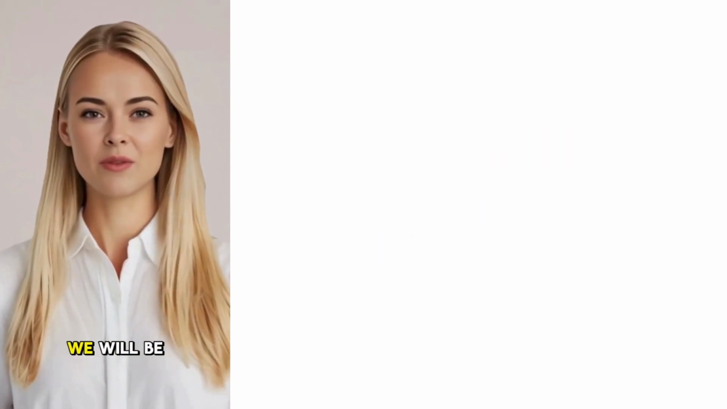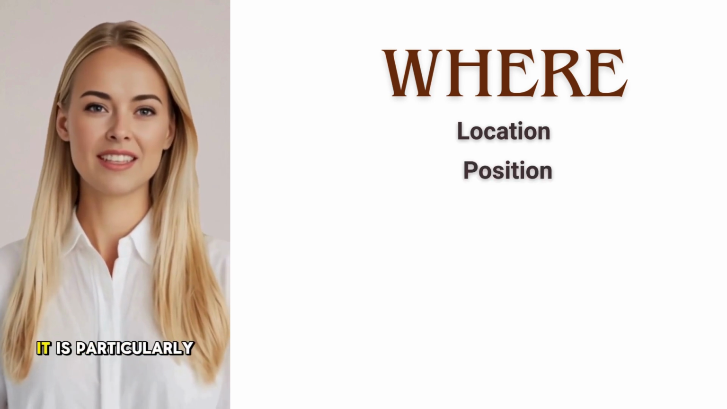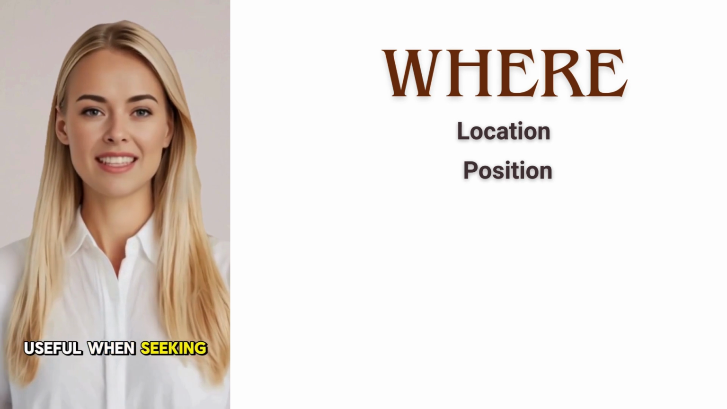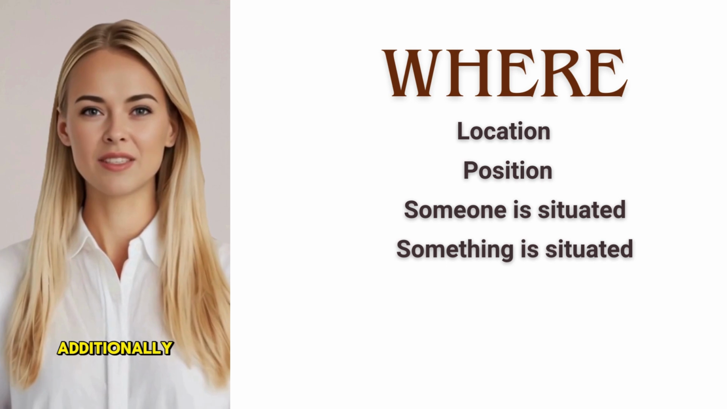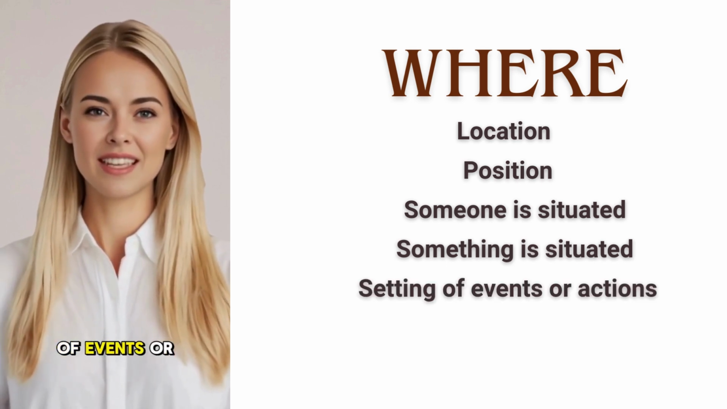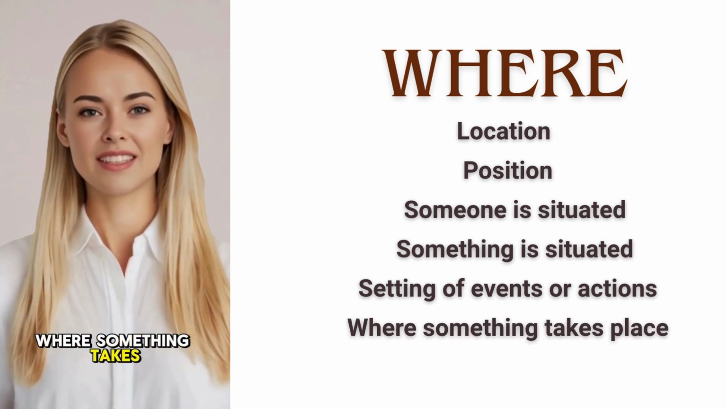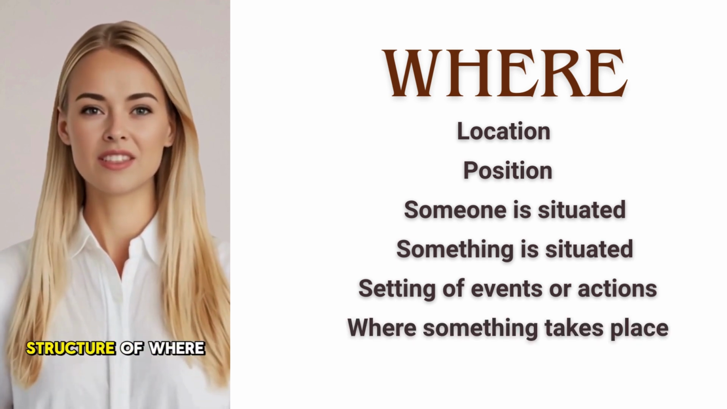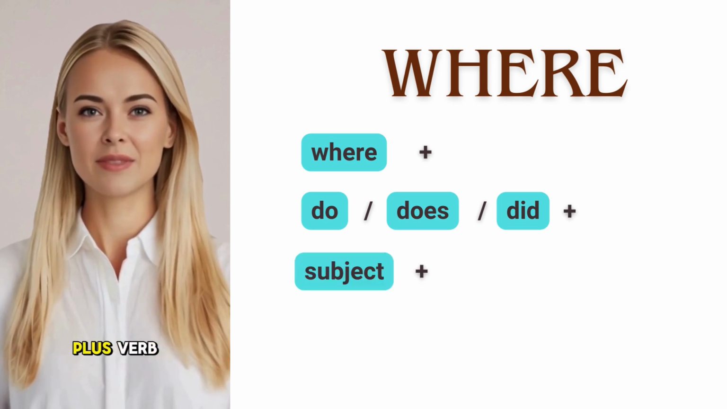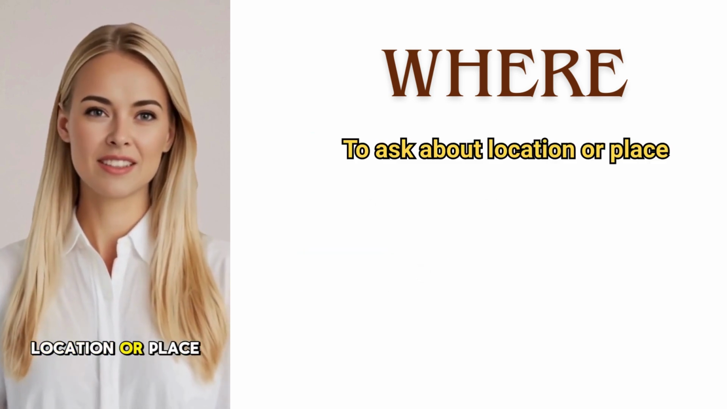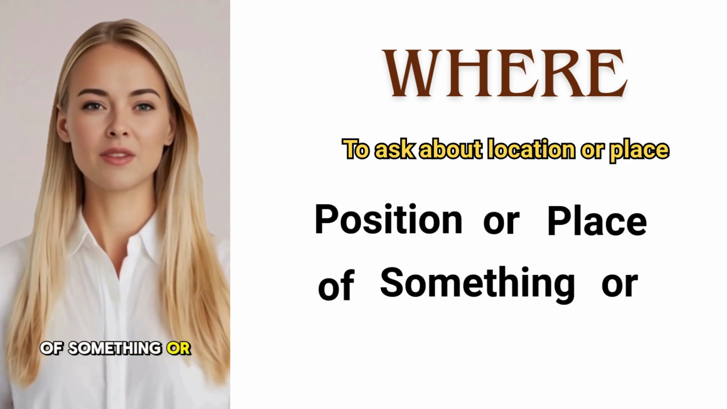In this lesson, we will be talking about where. Where is used to ask about location or position. It is particularly useful when seeking to determine the place where someone or something is situated. Additionally, where helps inquire about the setting of events or actions. It is the ideal question word when you need to find out where something takes place. The common question structure of where is where plus do, does, did plus subject plus verb, to ask about location or place. This is used when you want to know the position or place of something or someone.